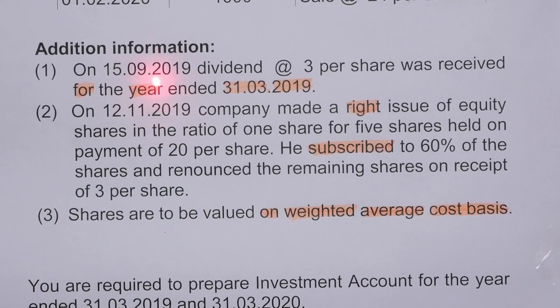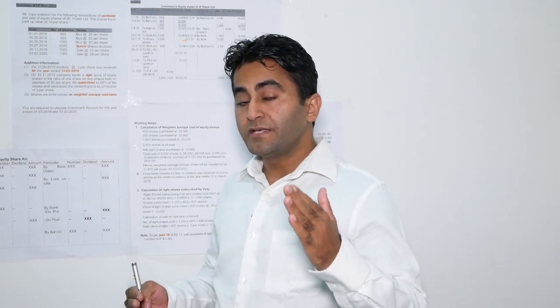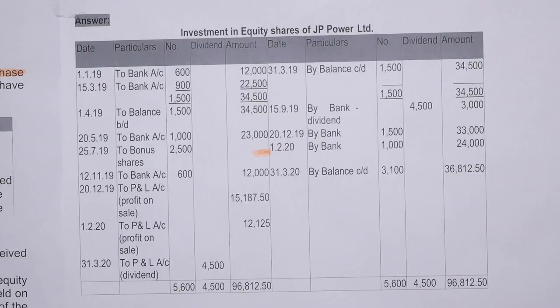So on 15th September 2019, dividend at the rate 3 per share was received for the year ended 31st March 2019. How many share we had last year? Last year we had 600 plus 900 is equal to 1500 share. So dividend is 3 per share. So 1500 into 3 is equal to 4500. Dividend is treated as a post dividend and it will be transferred to profit and loss account. By bank dividend 4500, and dividend of the current year.